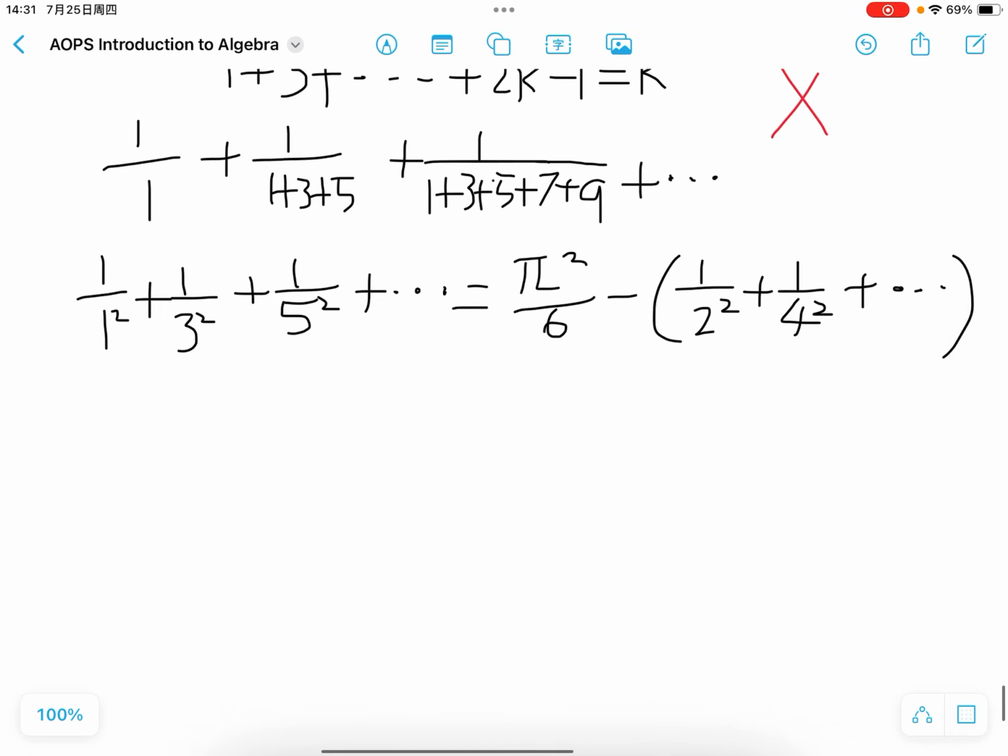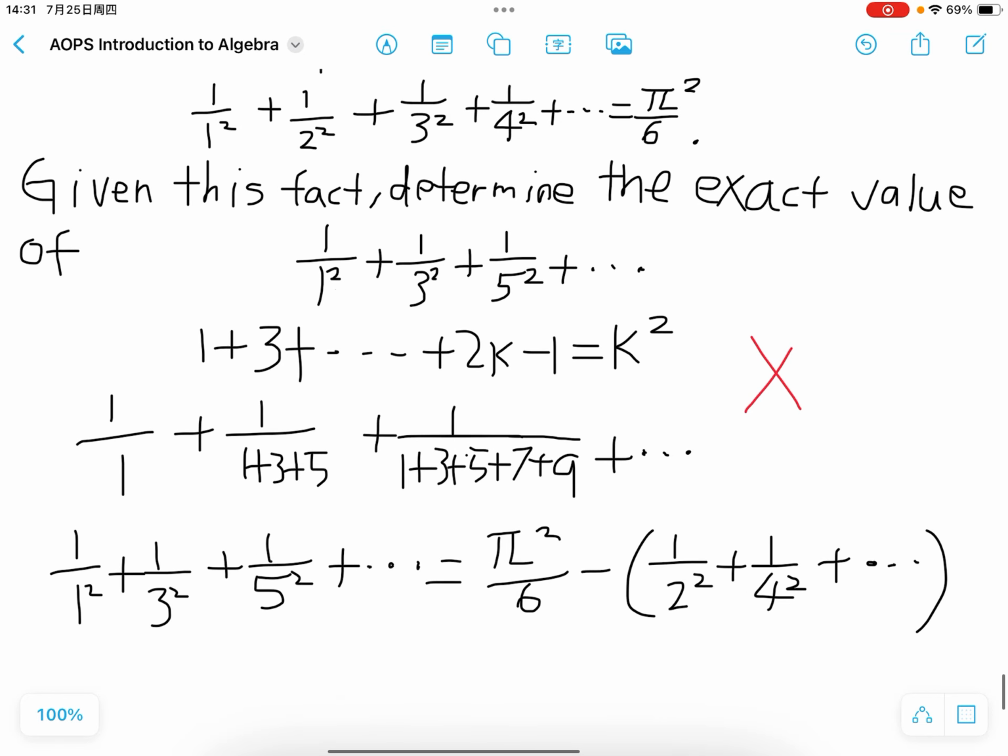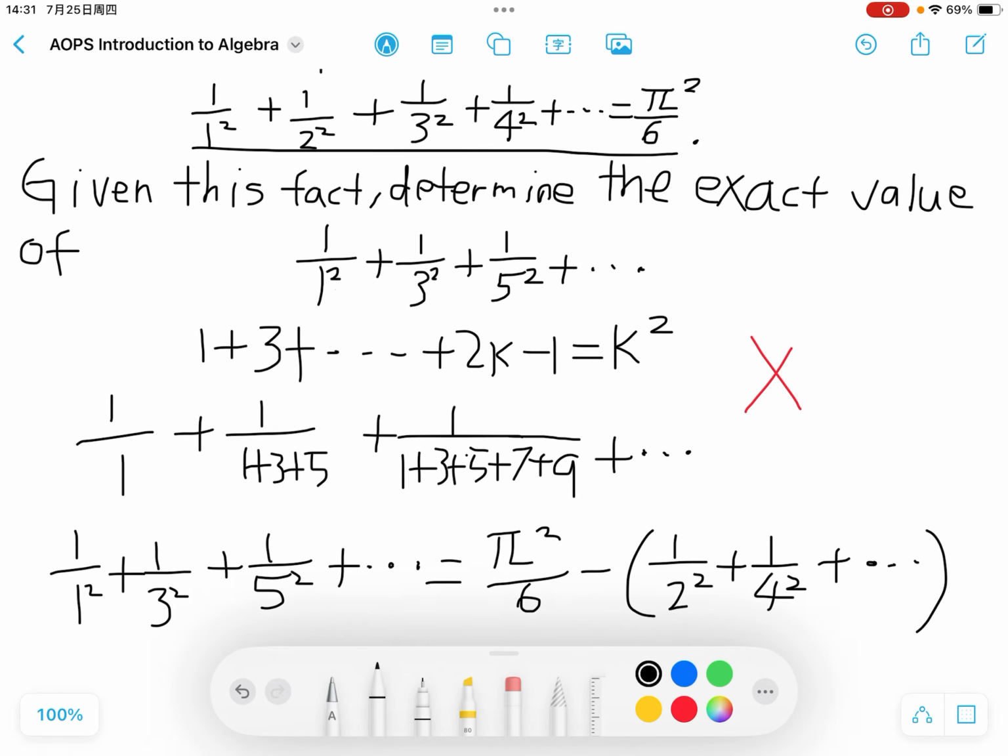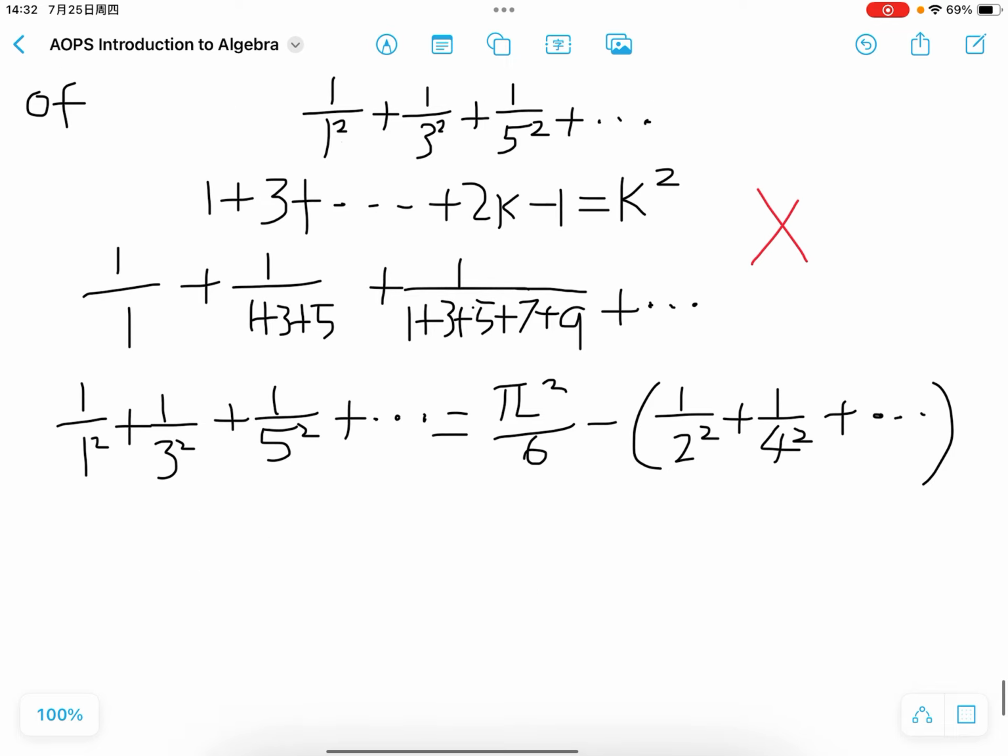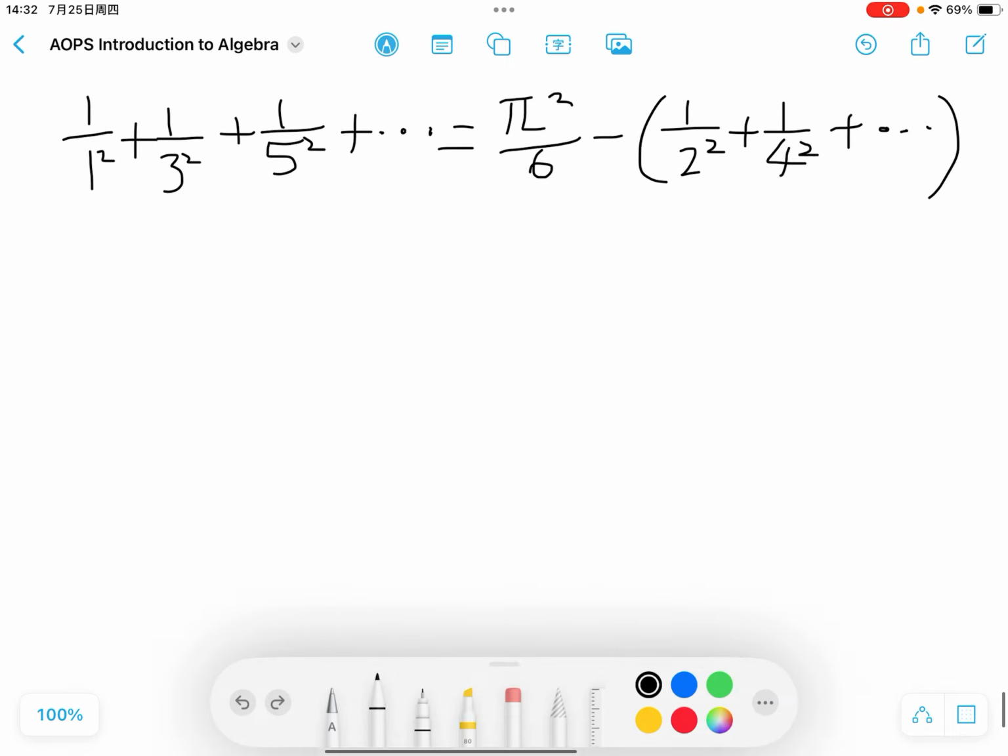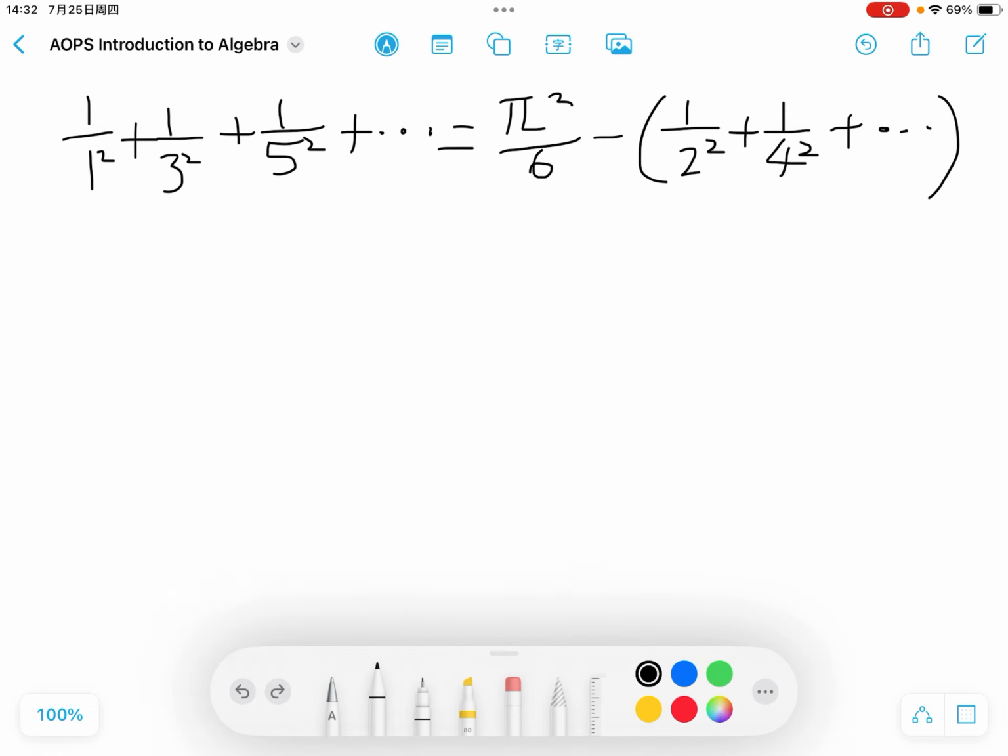So that is really obvious because we know that the sum of 1 over all the perfect squares is pi squared over 6. So we know that the sum of all the odd perfect squares as denominators is going to be pi squared over 6 minus the sum of all even square reciprocals. So we're going to try this out, and we just want to evaluate this part. If we evaluate this even number part, we'll know our answer.